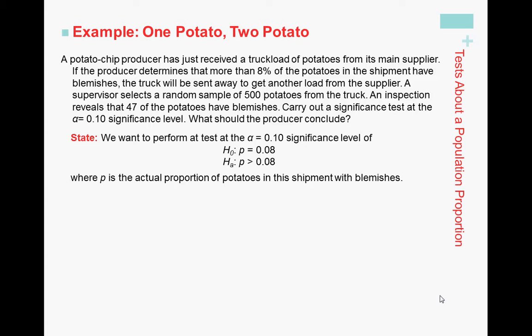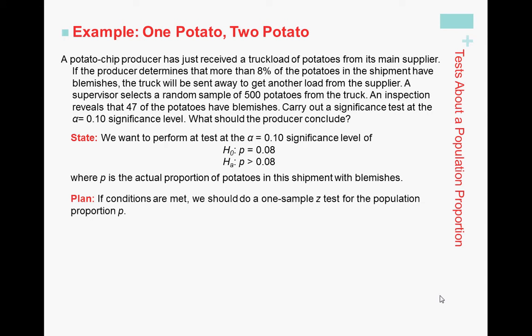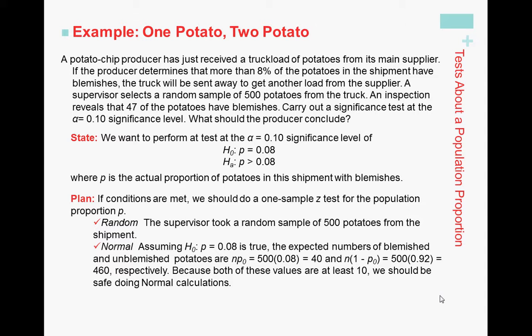We have now stated, time to plan. If the conditions are met, we should do a one sample z-test for the population proportion P. Random. We were told he took a random sample. We're good. Normal. Assuming the null hypothesis is true that P is 0.08, the expected numbers of blemished and unblemished potatoes are 40 blemished and 460 unblemished. Those are both 10 or bigger, so we should be fine using normal calculations.